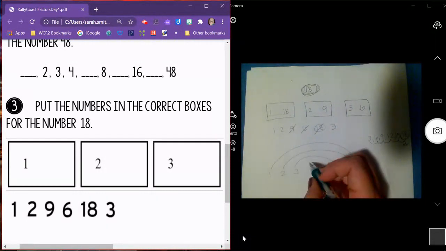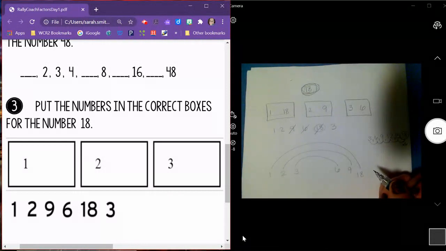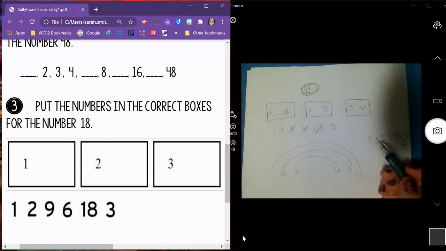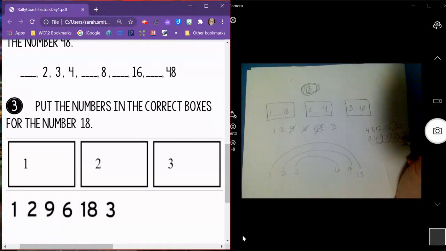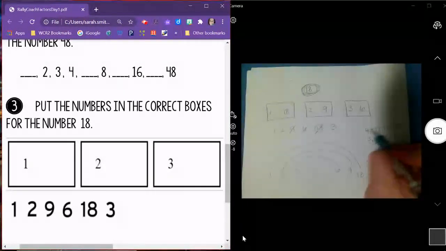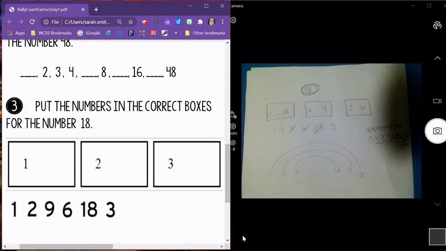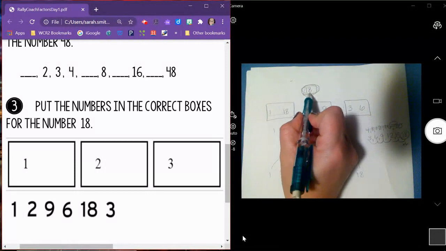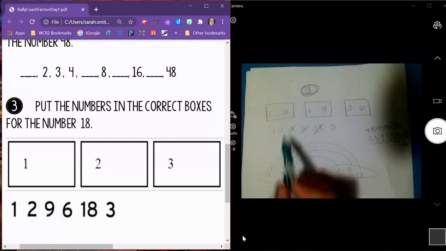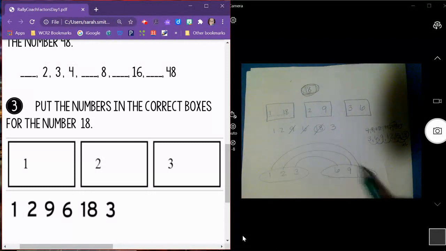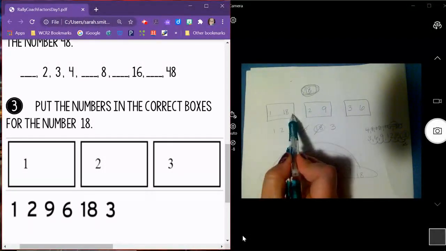I know that 4 cannot be a factor, because if I were to skip count by 4, 4, 8, 12, 16, and then I would go to 20, I would skip over 18. Therefore, 4 cannot be a factor of 18. And then 5 obviously is not a factor because it doesn't end in 0 or 5. And then we're back at 6, so we know that our factor rainbow is complete. So this is another way to practice with your factors, so that you know what goes into the boxes.